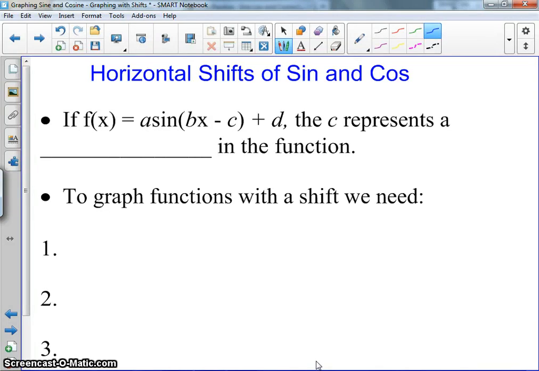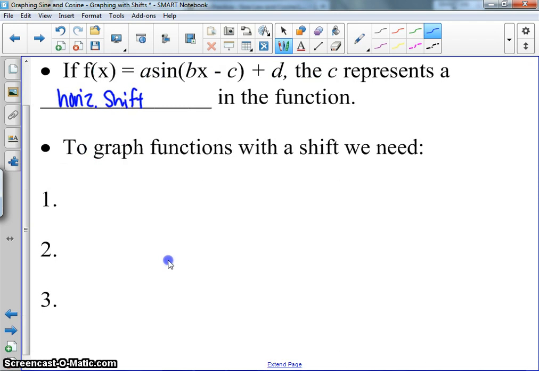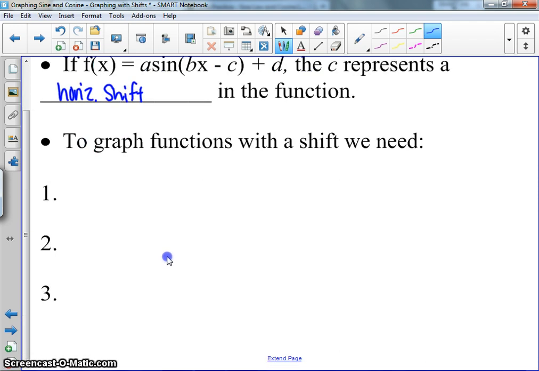Alright, so the last thing that we're going to look at when we graph sine and cosine are horizontal shifts. And so the only letter that we haven't looked at yet is this C. And so the C represents a horizontal shift in the function. So this one is the one that takes the most work to do.